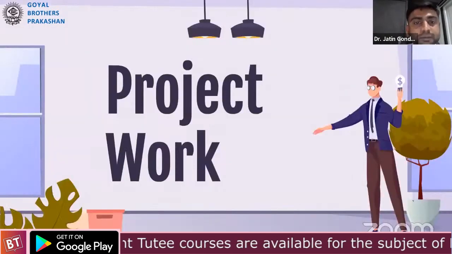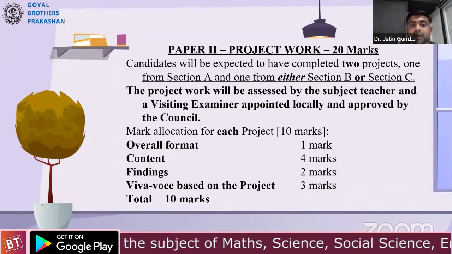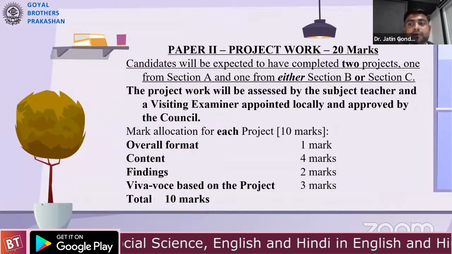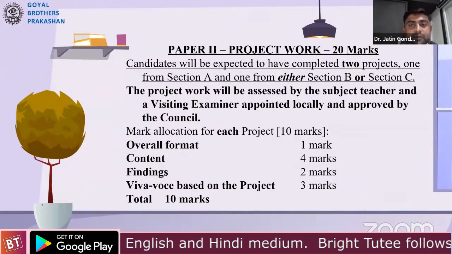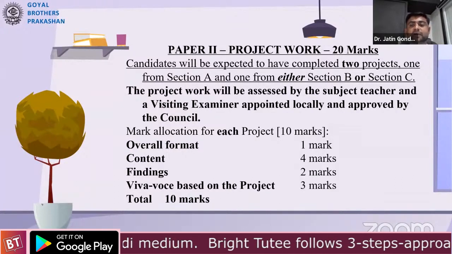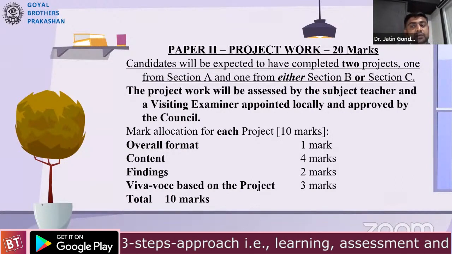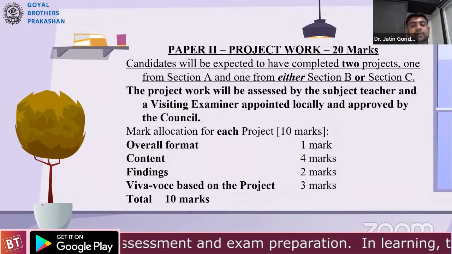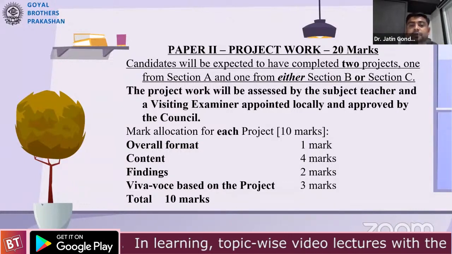Now, project work. As per the circular published by ISC, project work will be of 20 marks. 20 marks are assigned for the project work. Candidates will be expected to have completed 2 projects, one from section A and one from either section B or section C. Okay, and the project work will be assessed by the subject teacher and a visiting examiner appointed locally or approved by the council.